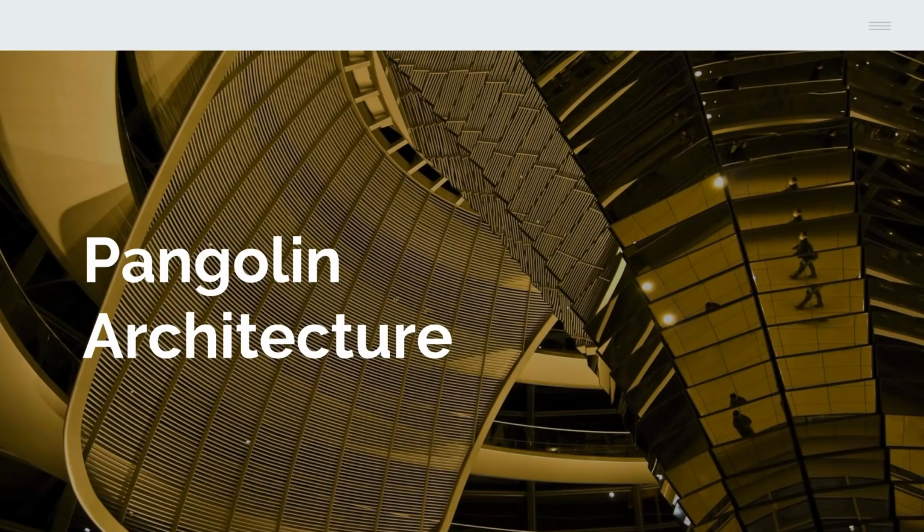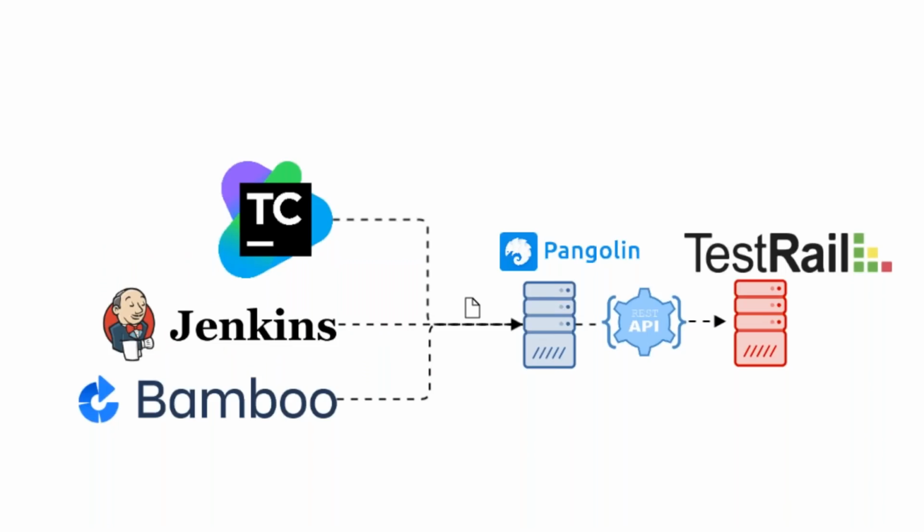Okay, so that was a high-level overview of the problems and Pangolin, and now let's go a bit deeper into the technical side of things and talk about Pangolin architecture. Pangolin basically consists of two parts. The first one is the Pangolin server, which is just a Java application hosted within your private network on some Windows or Linux machine. And the second part is the plugins for CI applications, which are available from corresponding public plugin repositories. So CI plugins basically collect testing reports and send them to Pangolin server, which in turn parses them and creates appropriate entities in TestRail using TestRail REST API.